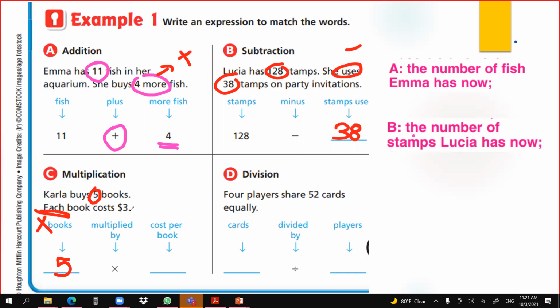So multiplied by the cost per book. What is the cost of each book? 3. Yes, bravo. Now what does the expression here model in each? Bravo, the total cost of the books.